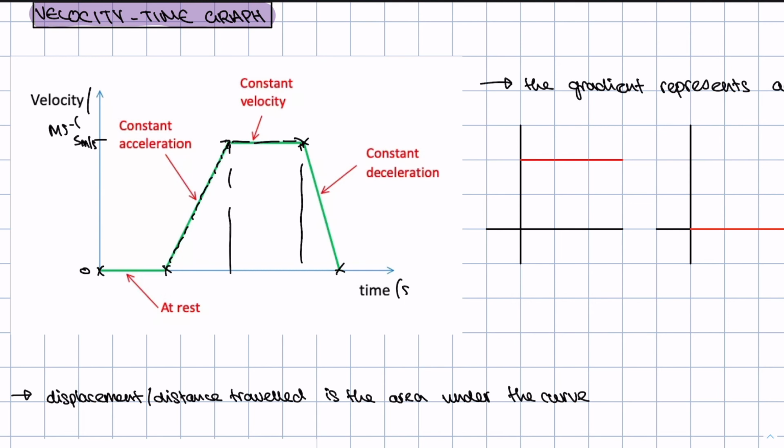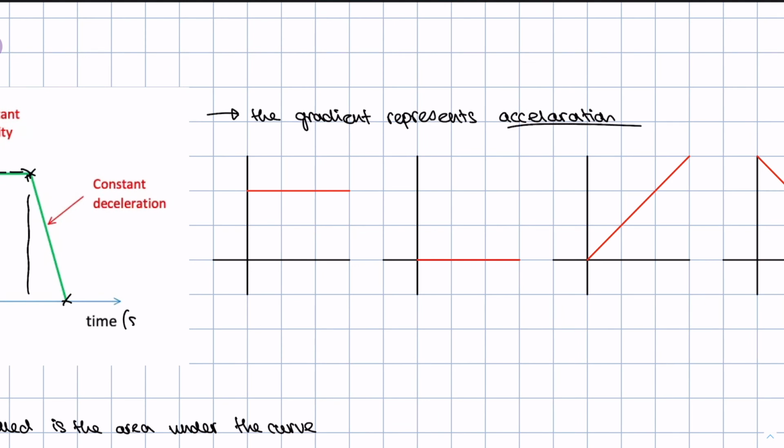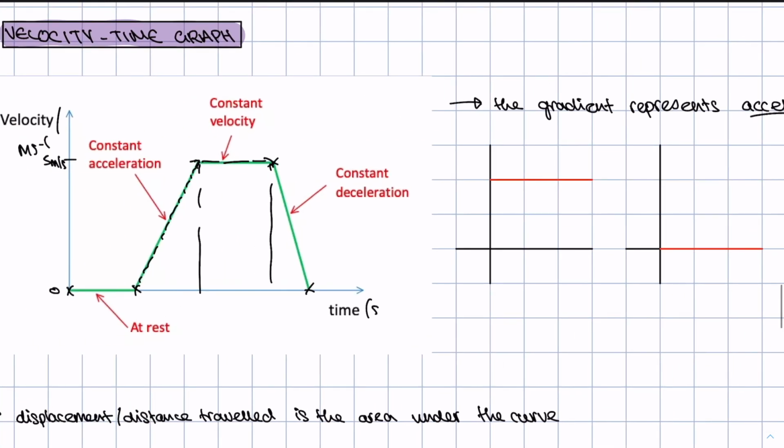Now you'll notice that what's a little bit different here is that the gradient, instead of representing the speed, represents the acceleration. So how fast does that velocity change? So if you're asked to find the acceleration, you just do your change in velocity, which is our rise, over the time it occurs.